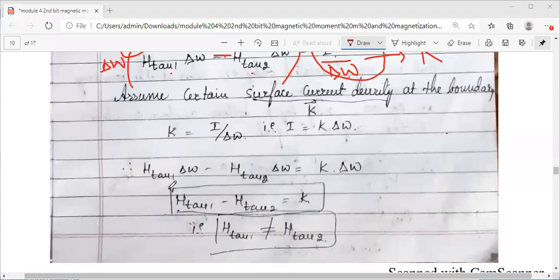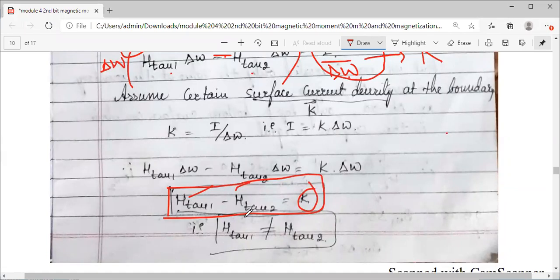So if you observe here, H tan1 minus H tan2 equals K. So what is the condition for which both values will be equal? That is, K should be equal to 0. Otherwise, if K is not 0, then H tan1 and H tan2 will not be the same. That is, the tangential components of the field intensity H will not be equal when K is not 0. There will be some value. If the surface is current free, at that time both will be equal.